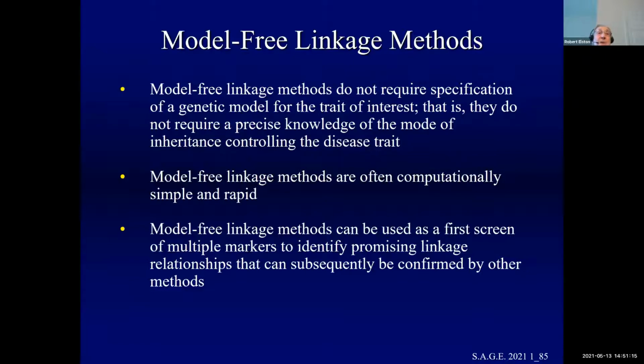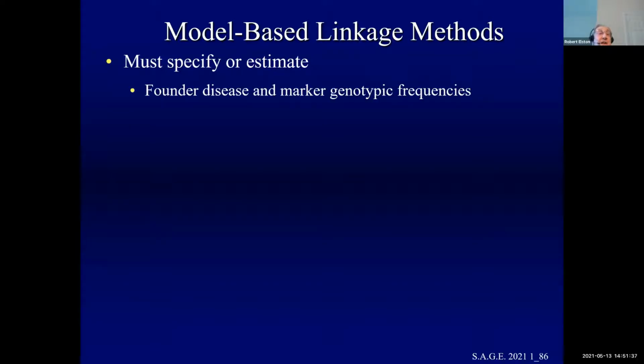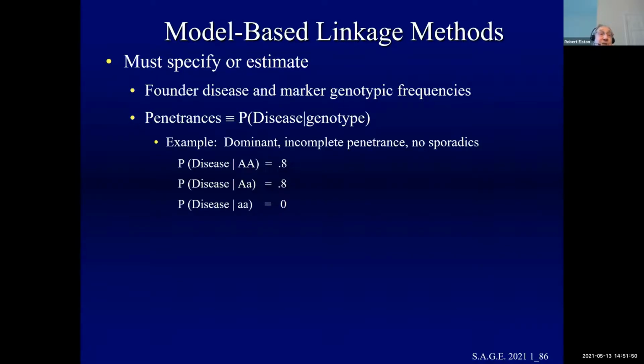So what are these model-based linkage methods? Well, if you're going to use a model-based linkage method, you must specify or at least estimate certain parameters. These are, for example, the founder disease and marker genotypic frequencies. Either you've got to specify them or estimate them. There's also the penetrance function, the probability of the disease given genotype. Either you specify it or you estimate it.